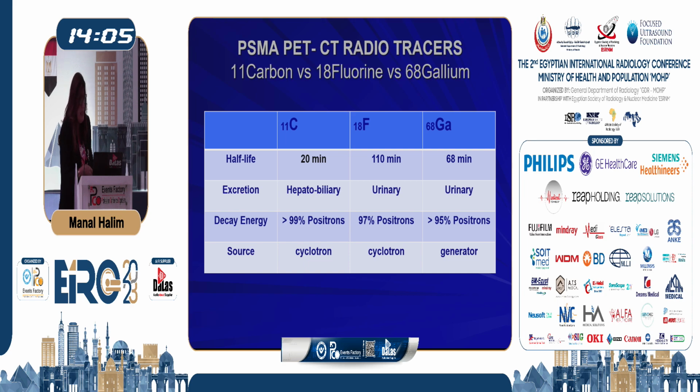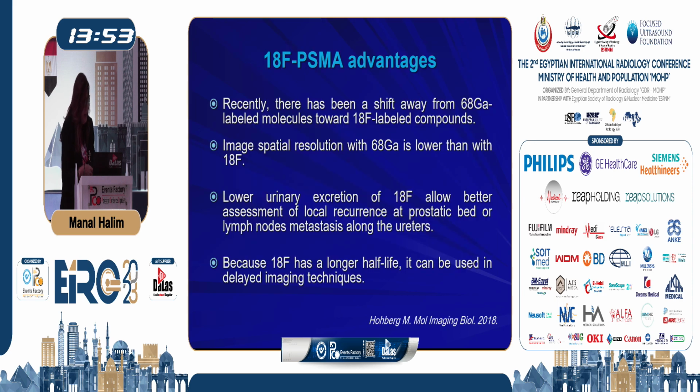the fluorine 18 and the 68 gallium. The half-life of fluorine 18 is 110 minutes, and it originates from the cyclotron, and it's excreted in the urinary bladder as is the gallium. And that's why there is now a shift today from 68 gallium toward the 18 fluorine labeled compounds.